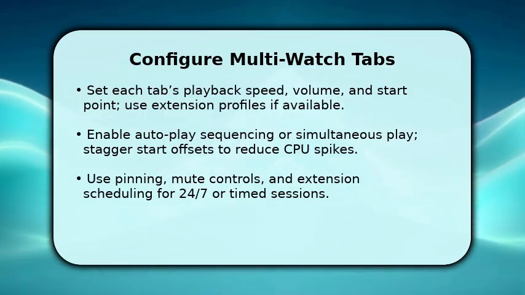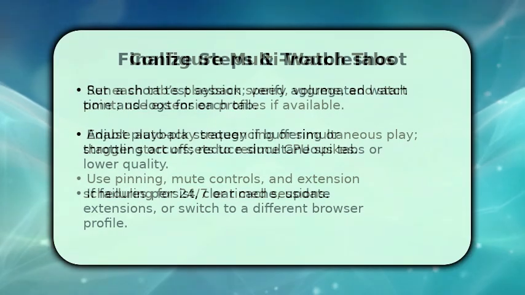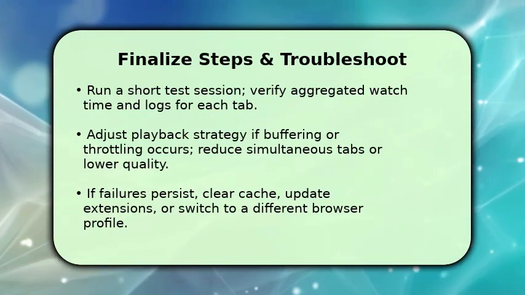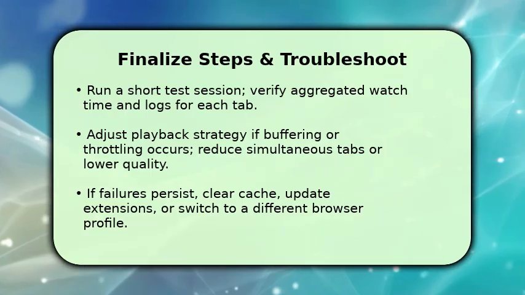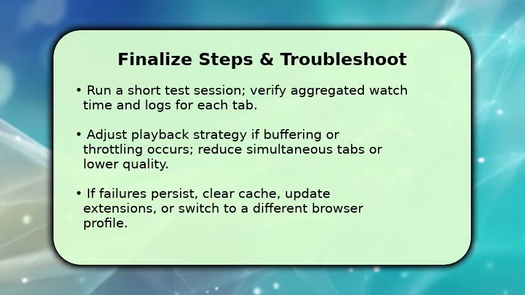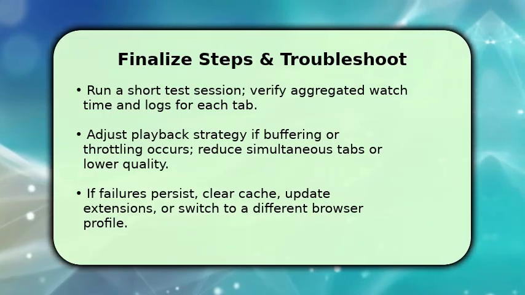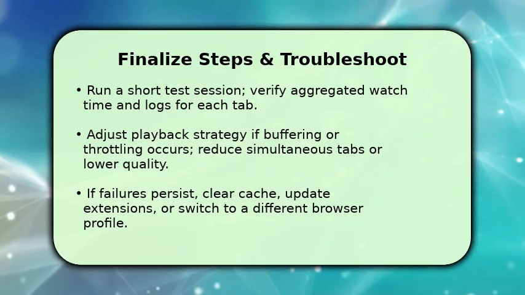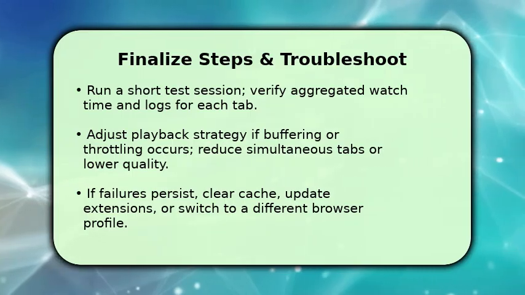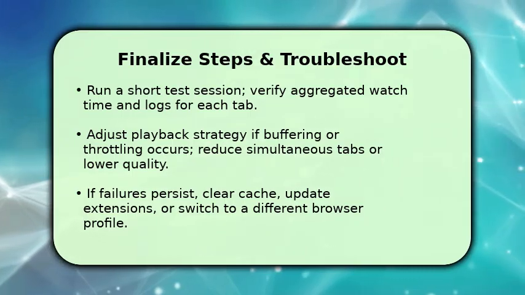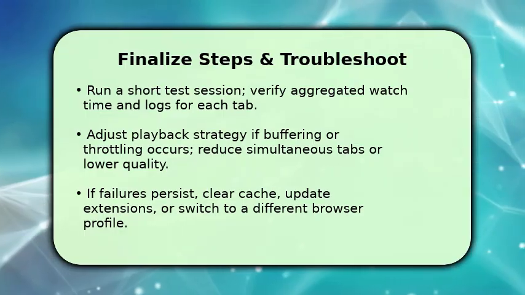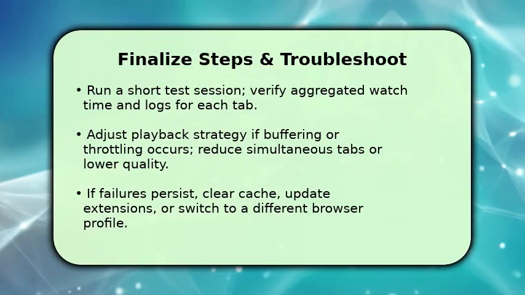You finish by running a 10-15 minute test session and then verify aggregated watch time totals and any extension logs. If you spot dropped frames, buffering, or throttling, make sure to lower video quality, reduce the number of simultaneous tabs, or stagger starts more. If tabs stop reporting or automation fails, clear cache and cookies, update the extension and browser, or switch to a fresh browser profile.